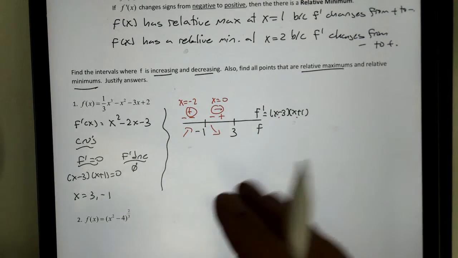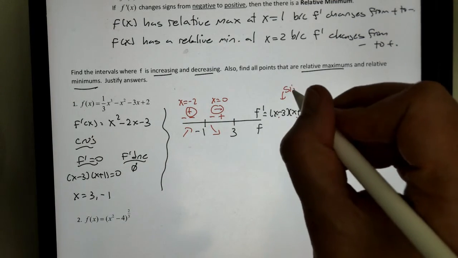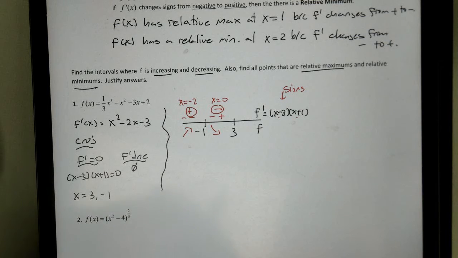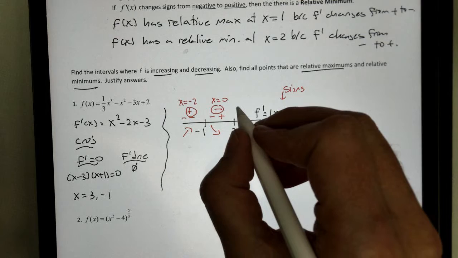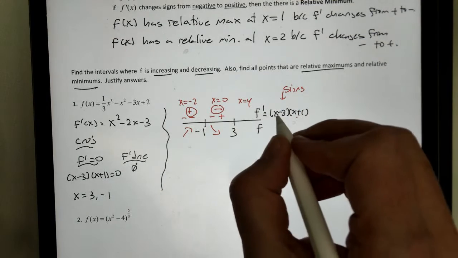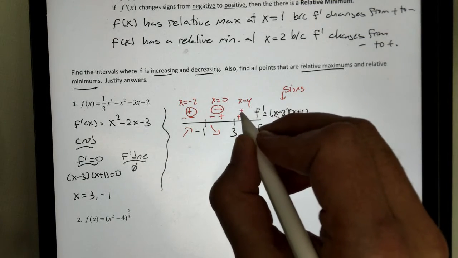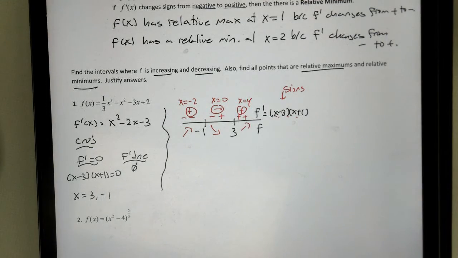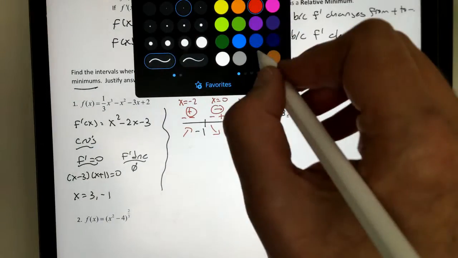I know that's decreasing. I only want the signs. I don't care what the value is. I just want to know if it's increasing or decreasing. So I only want the signs. After 3, I'll pick 4. Positive, positive, makes a positive. So I know that the function is increasing there. So now I can answer my question.